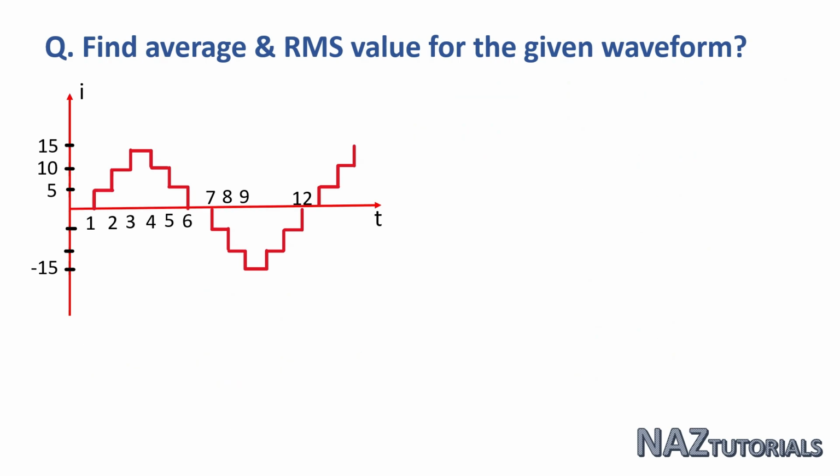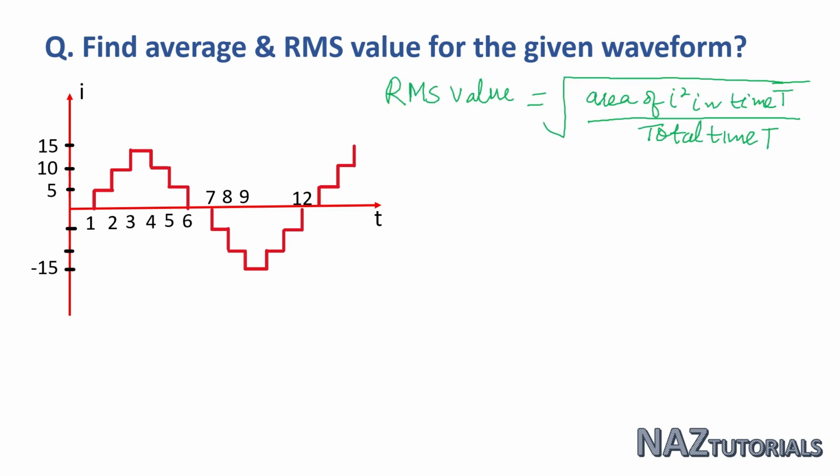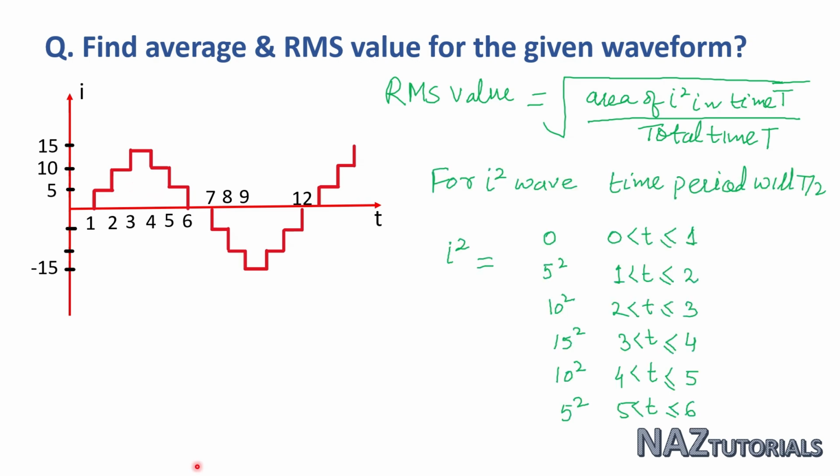Now calculate the RMS value. RMS value of a periodic waveform is defined as the square root of the area of I square over the cycle in time T, divided by total time T. In symmetrical waveforms, each value of I square will be squared. The I square wave shape will be like this.